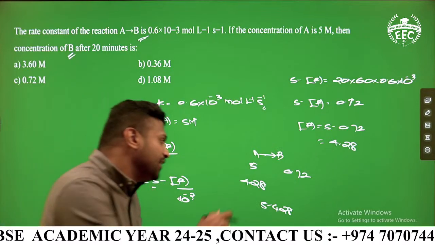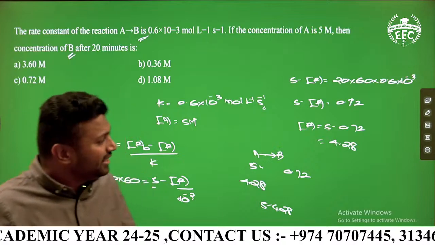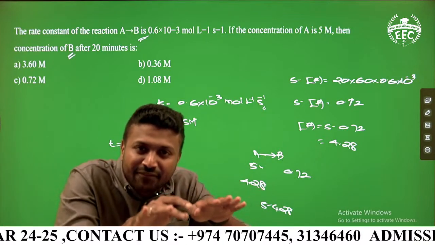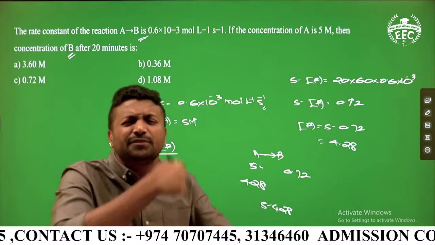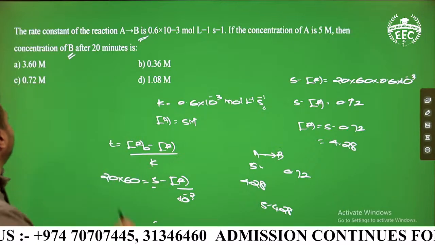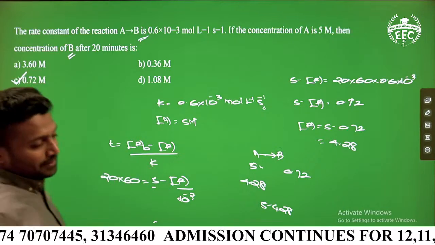Initially it contained 5 molar, but after 20 minutes the remaining concentration is 4.28, which means out of 5, currently we have only 4.28, so 5 minus 4.28 is 0.72, converted to product. So it's option C, sure.